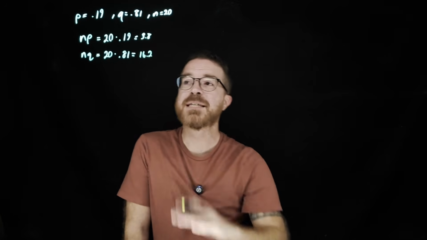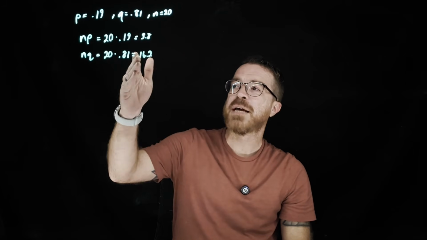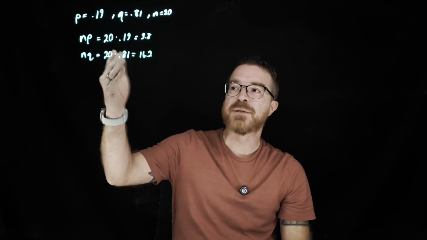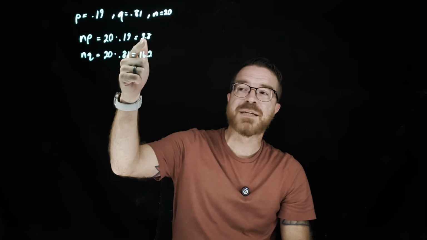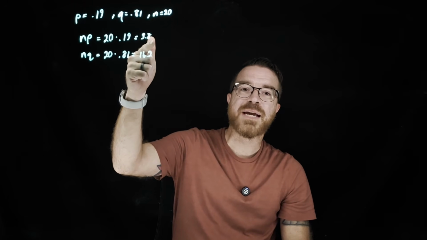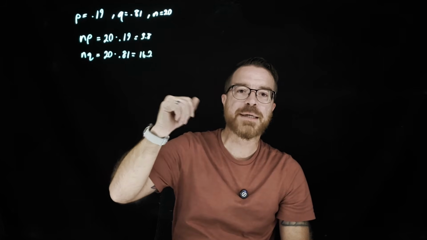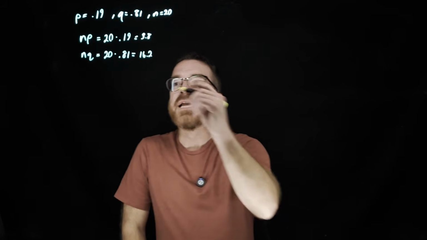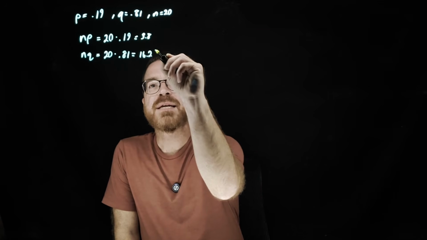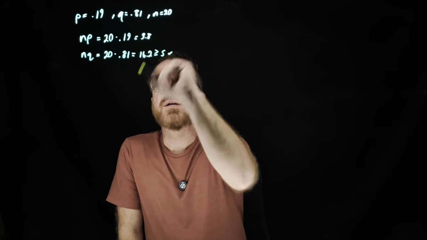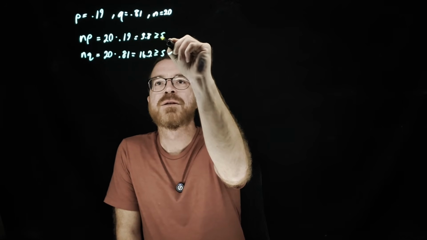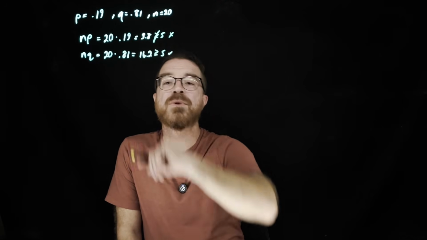And you can double check this because both of these numbers together should add up to your total number of participants. So 16.2 plus 3.8. So 16 plus 3 is going to give me 19. 0.2 plus 0.8 is going to give me 1. So 19 plus 1 is 20. So we're good. Now, looking at our NQ, this one is greater than or equal to 5. So this works. But looking at our NP, this is not greater than or equal to 5. So this one fails.